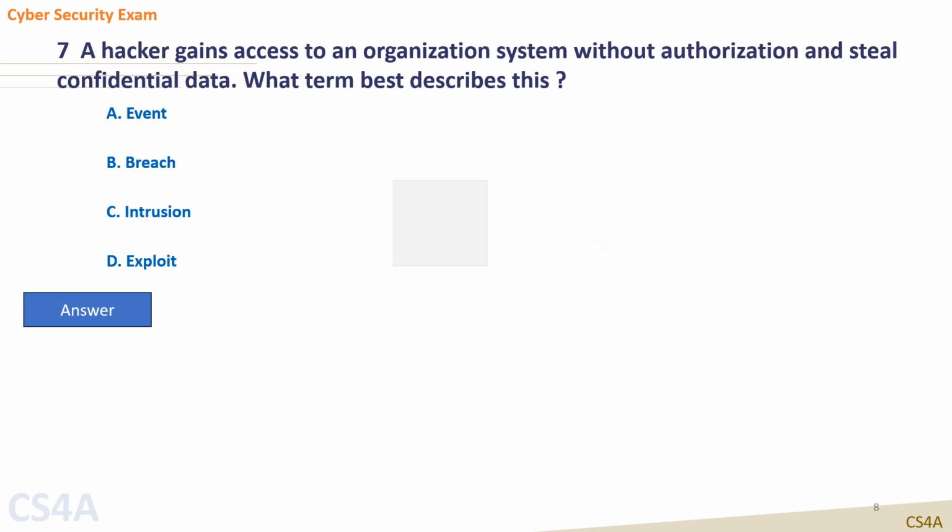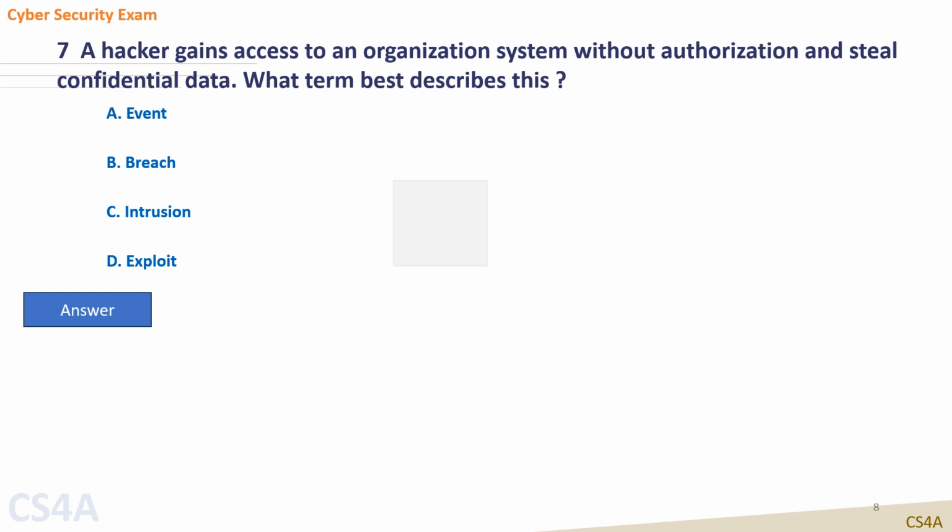So here the question is: a hacker gains access to an organization system without authorization and steals confidential data. Which term best describes this? Event. So event is not a correct one. Event is any occurrable incident. And a breach is also not a correct one because a breach is the disclosure of confidential data without authorization.